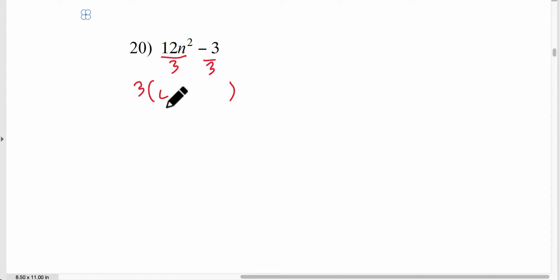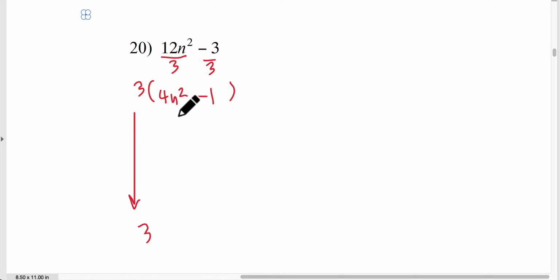12 divided by 3 is 4n to the second power minus 1. So now I'm checking this out in the parentheses, and of course I'm bringing my GCF down so I don't forget it. Now inside this parentheses, I notice it has 2 terms. 2 terms could only be what method of factoring again? Difference of perfect squares. So looking in here, I've got 4n squared minus 1.